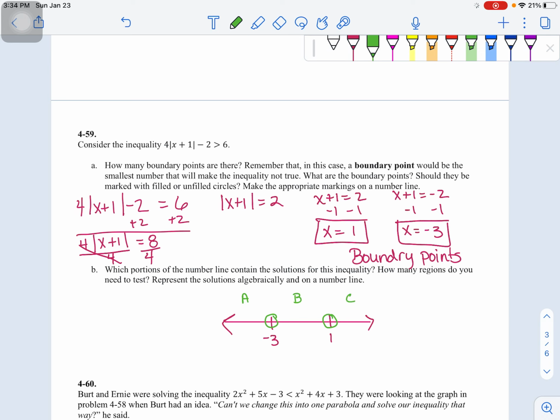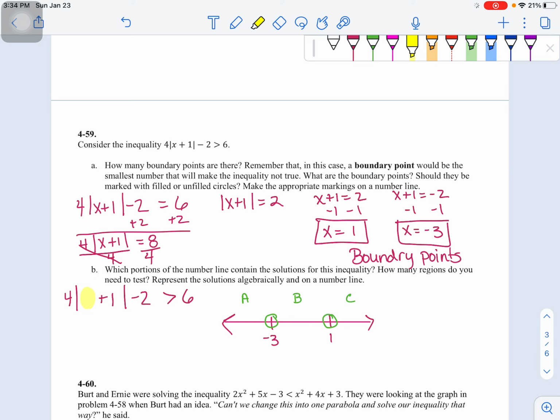We are going to test a number into the original equation from each section, and if it comes out to be true, we're going to color in or shade that section. If it comes out to be false, we are not going to color in that section. So I'm going to take my equation, 4 times the absolute value of x plus 1, minus 2, greater than 6. I am going to put a number right here from each section.